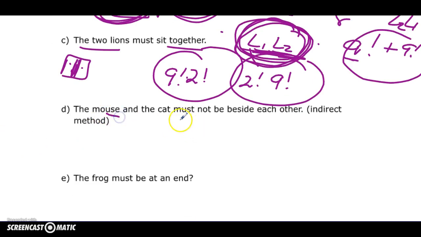The mouse and the cat must not be next to each other. So this is really neat. And this one's hard to do, and that's why I wrote a kind of hint here: indirect method.